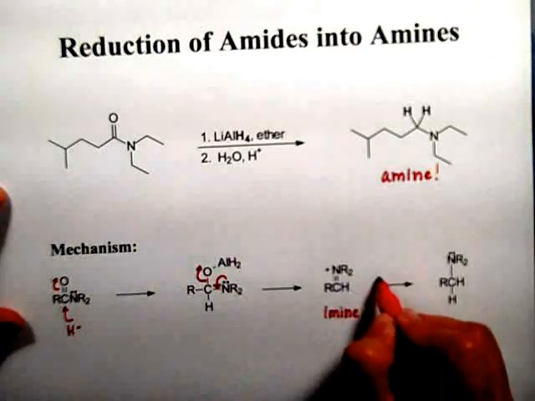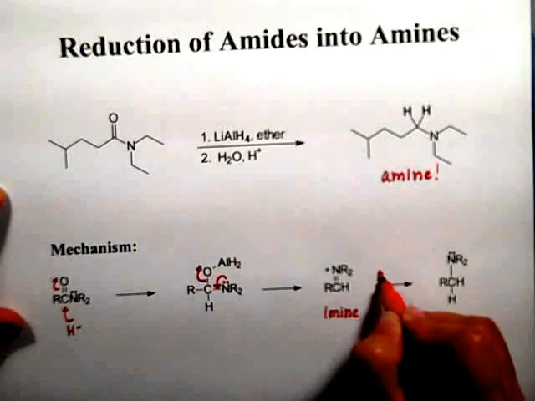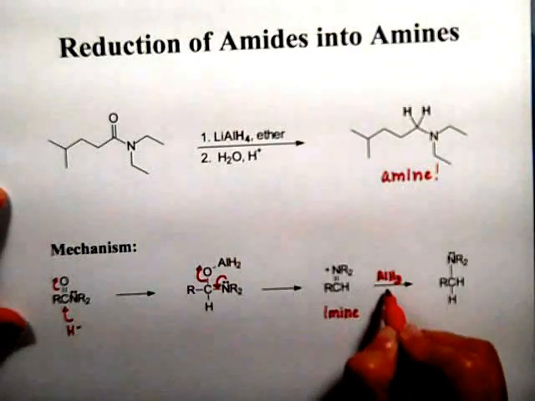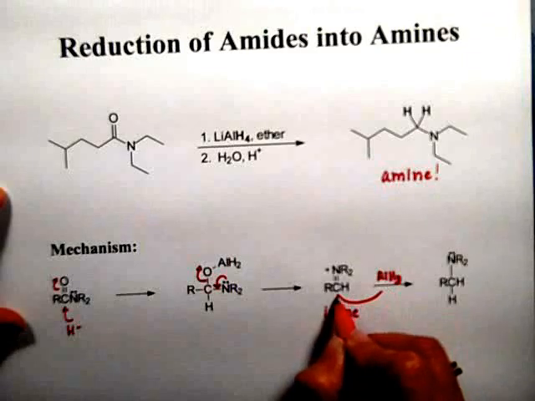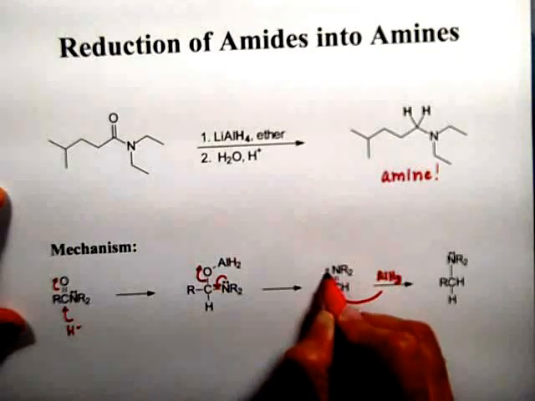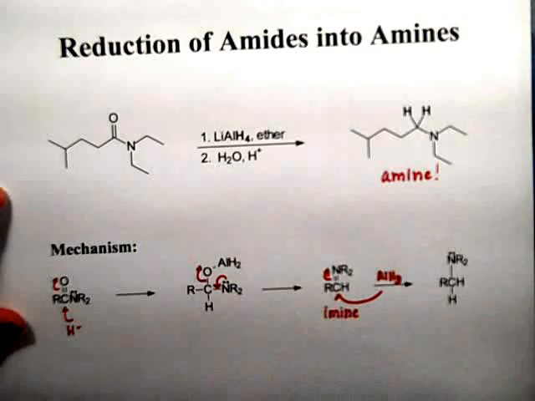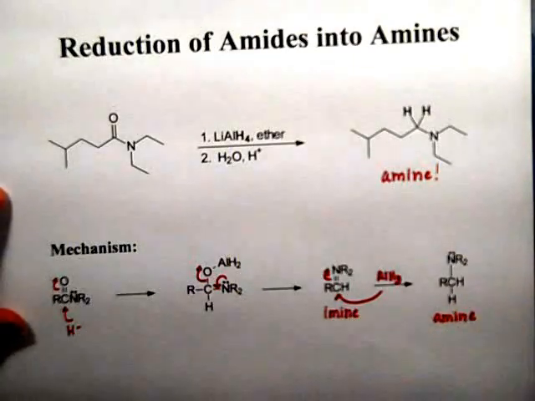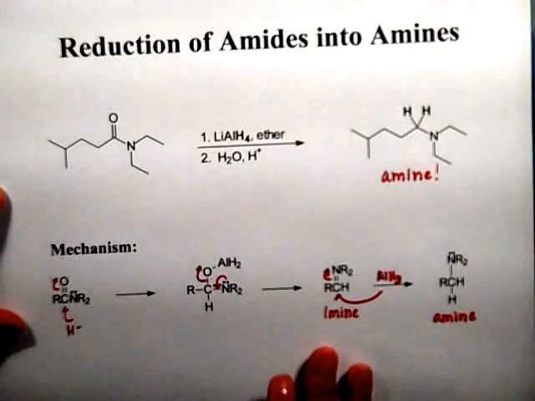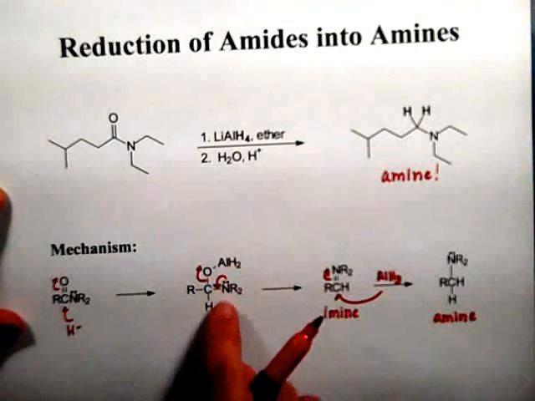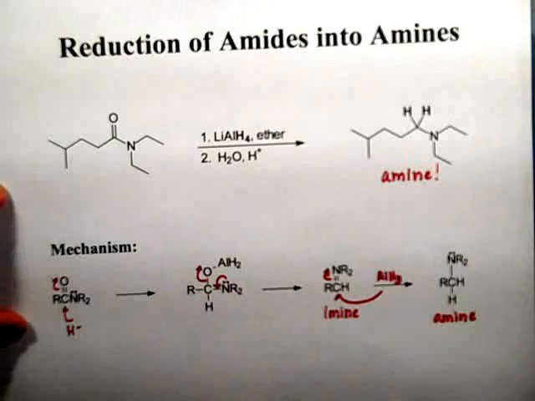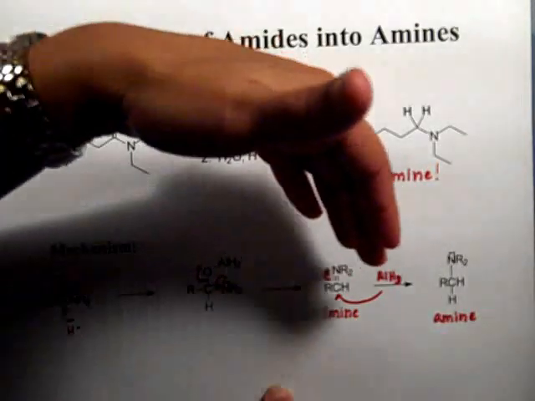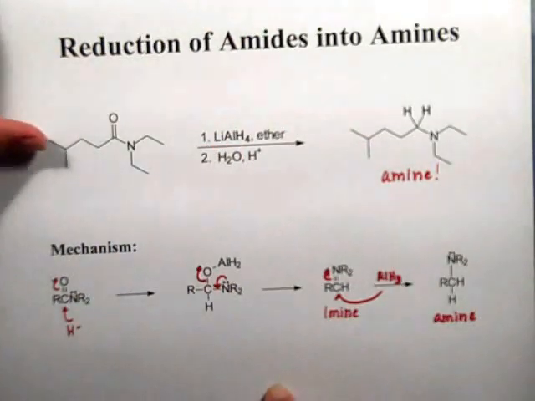And what's going to happen to it? Well, I still have 3 hydrides attached to my lithium aluminum hydride. So another hydride comes, and now I'm going to break this bond, give the electrons to the nitrogen, and here's your amine. Technically, it's a very simple mechanism. This is the new step, looking at the oxygen being the leaving group. So lithium aluminum hydride adds 2 hydrides to it because it has plenty of hydrides.